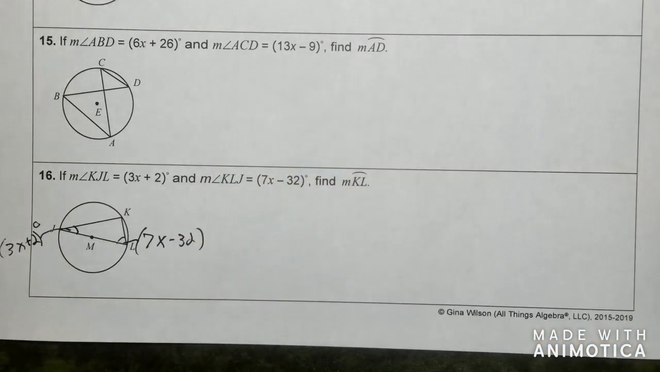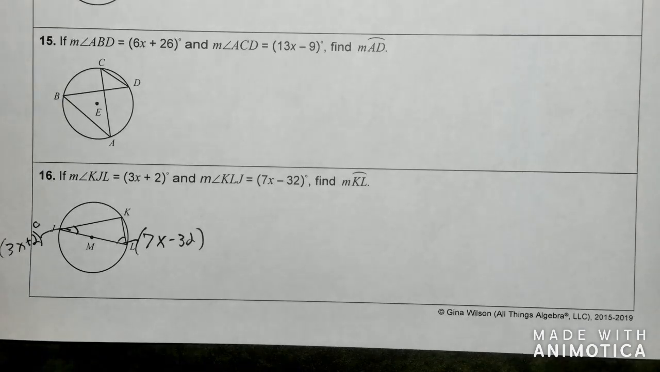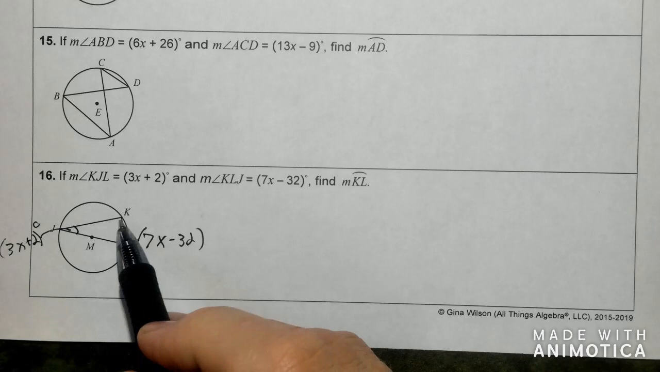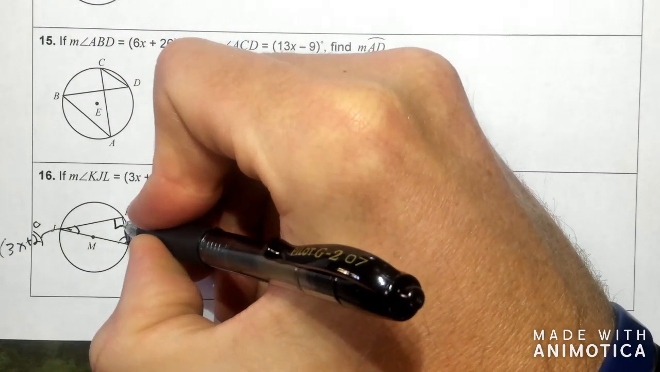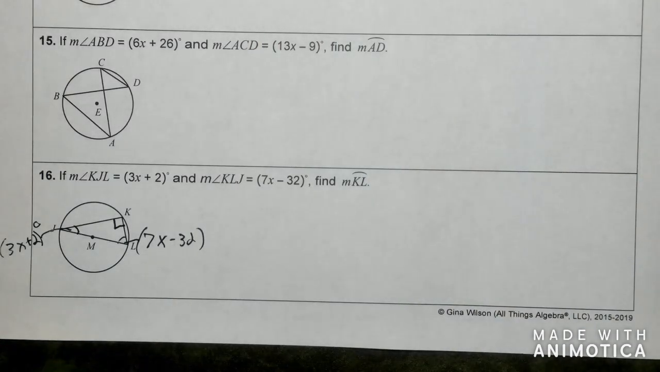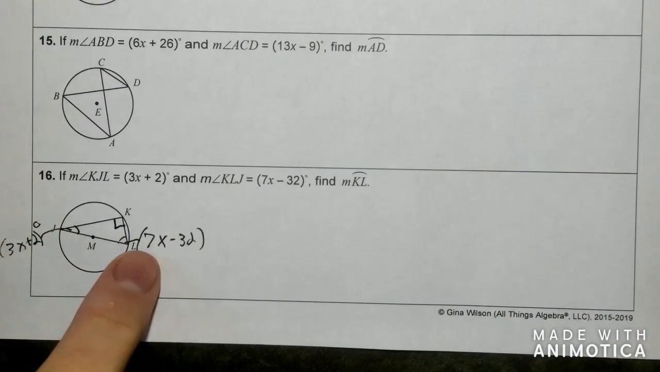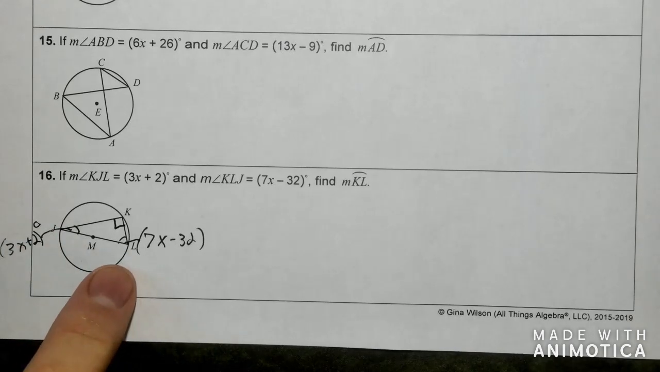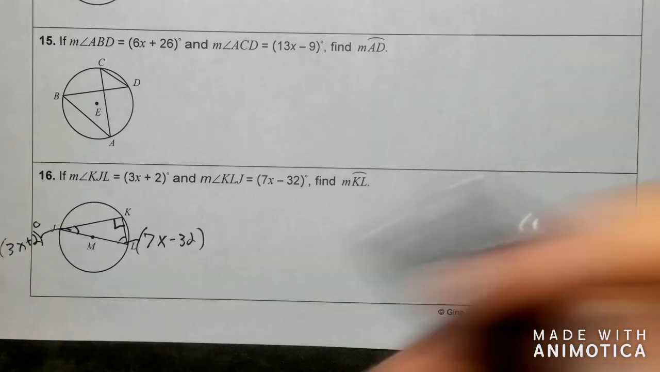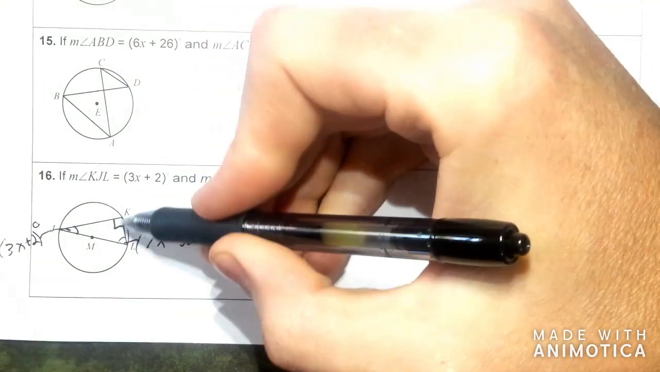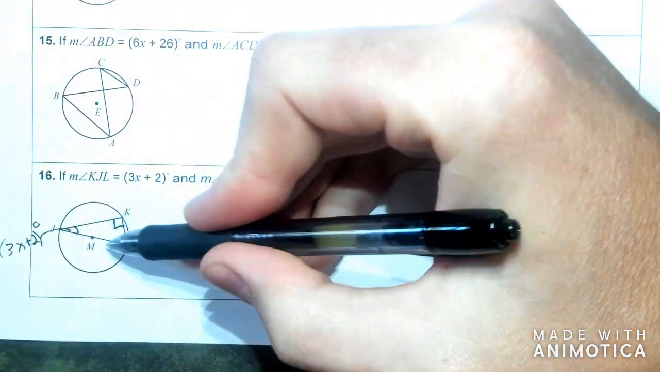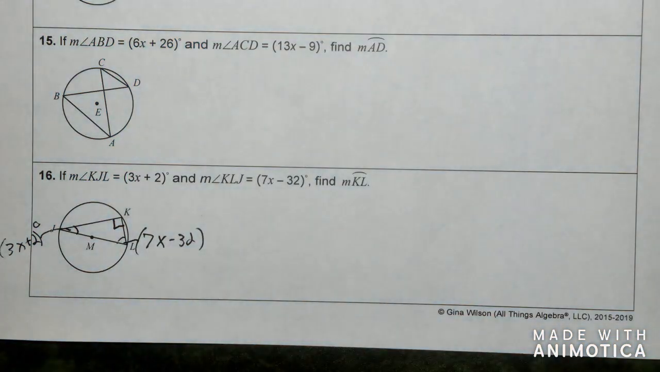Well, let's see. The first thing I know is that this angle, this inscribed angle, is intercepting a diameter. So that means this is actually a right angle. This is 90 degrees because it's intercepting a diameter. So this arc would be 180, and half of 180 is 90, so this angle has to be 90. If this is a right angle, that means these two angles combined also have to be 90, because 90 plus 90 is 180.